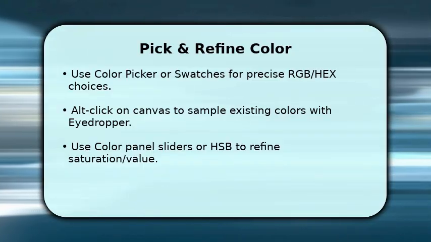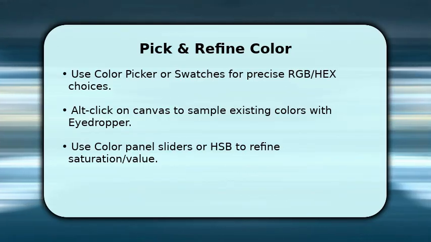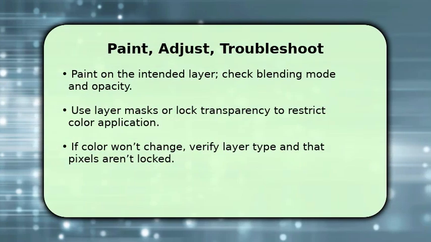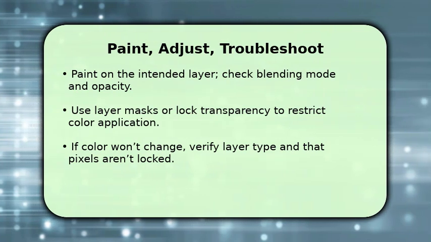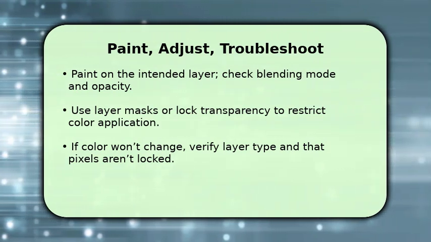Make sure you adjust saturation and brightness in the color panel so the painted strokes integrate with the composition and lighting. Finally, paint using the newly set foreground color and evaluate the result. If it looks off, change brush opacity or layer blending mode until it matches.